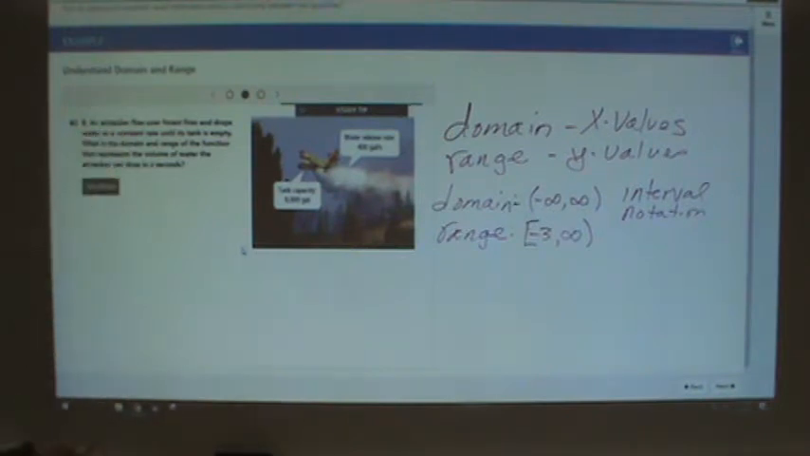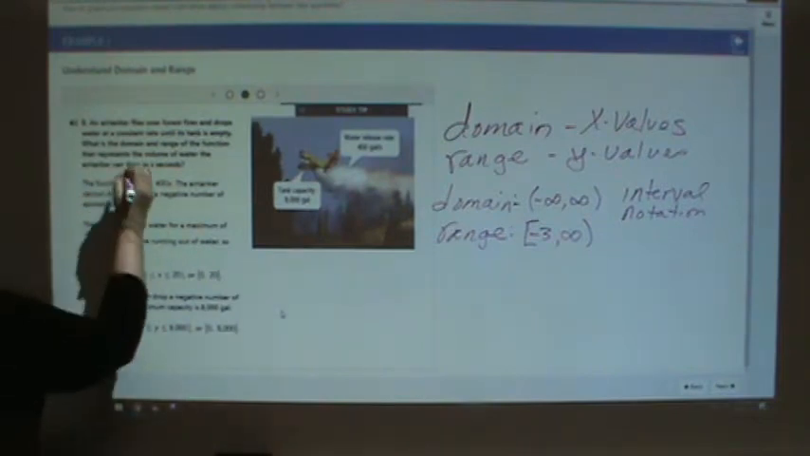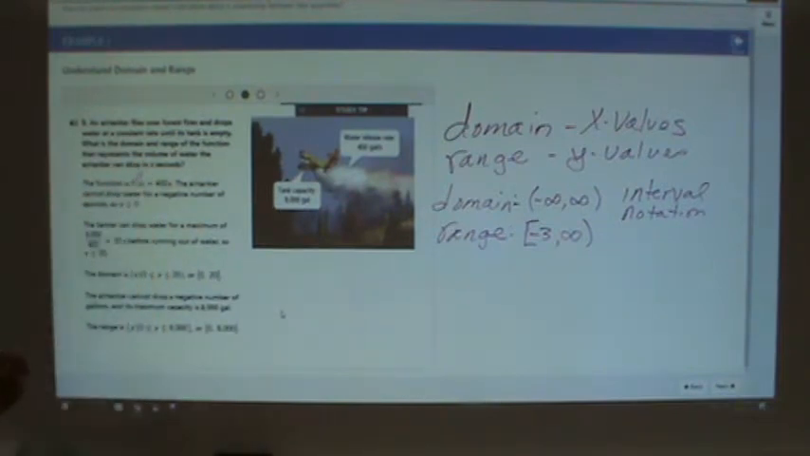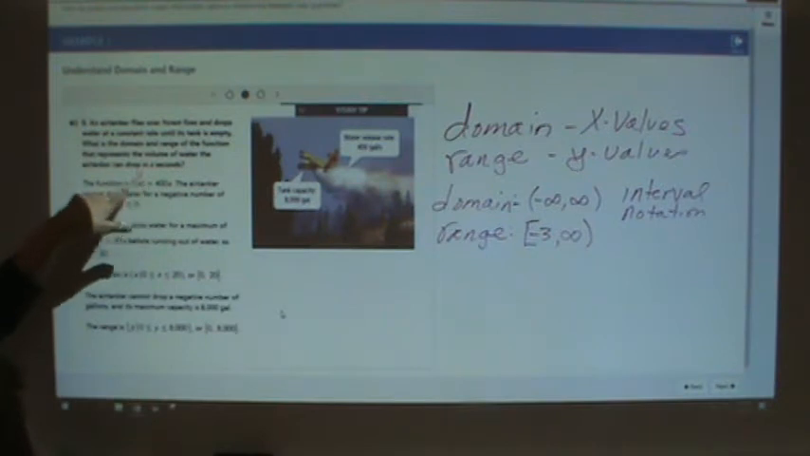Again, here we have a practical application. An air tanker flies over the forest fires and drops water at a constant rate until its tank is empty. What is the domain and range of the function that represents the volume of water the air tanker can drop in x seconds? The solution: function, f of x. F of x is also y.